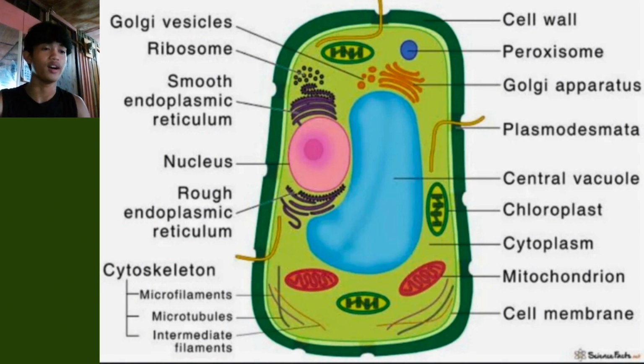And lastly, we have the cell membrane. The cell membrane is a lipid layer that surrounds and encloses the contents of a cell, controlling the passage of substances in and out. So those are the parts of plant cells that we've discussed. Now let's move forward to the three major classifications of plant cells.